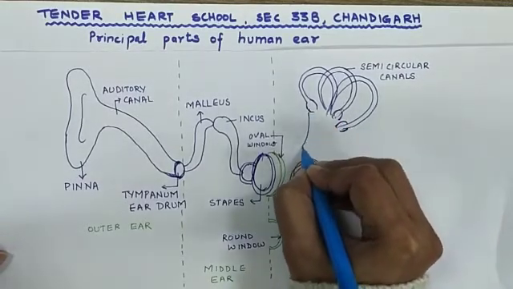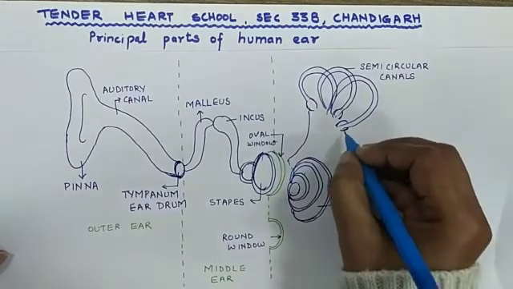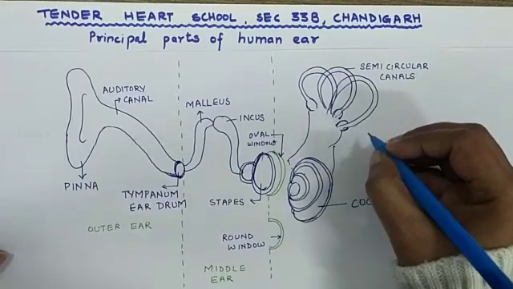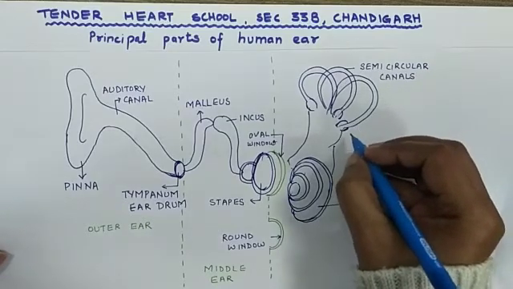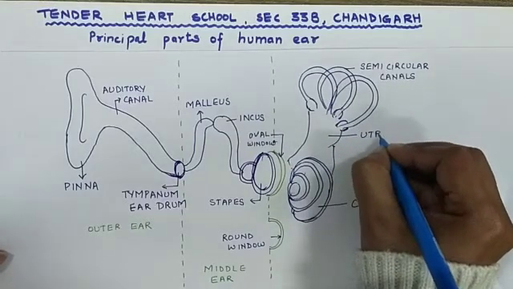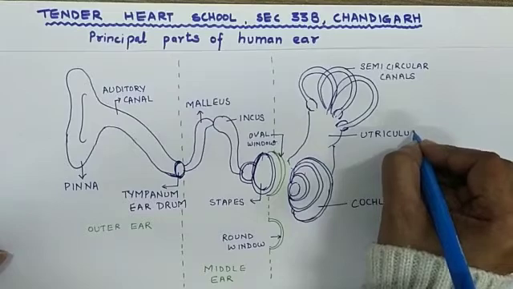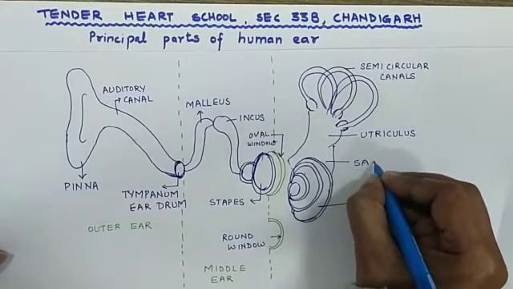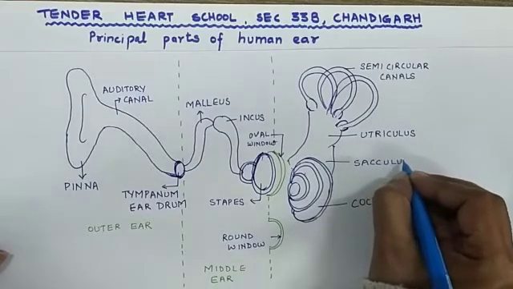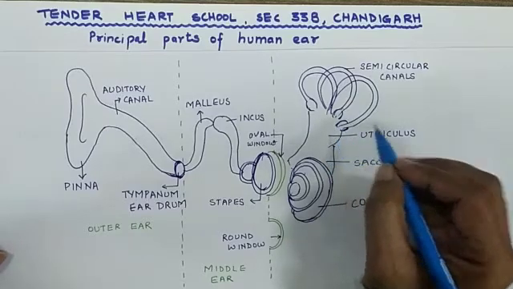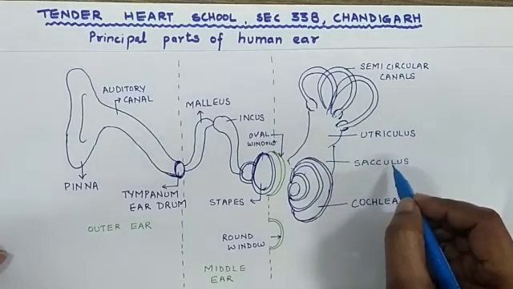So vestibule is made up of two parts. So we have the utriculus and sacculus. So you can label it as, this one is utriculus and this one is sacculus, right? Both of them together form the vestibule. Utriculus and sacculus, both of them together are called the vestibule, right?